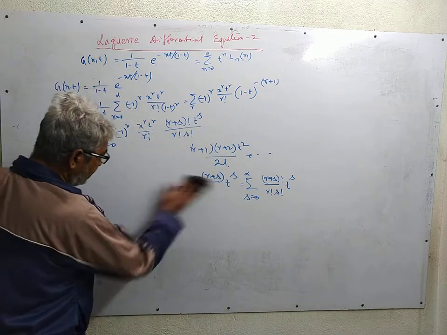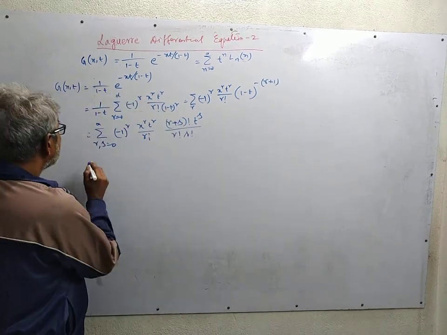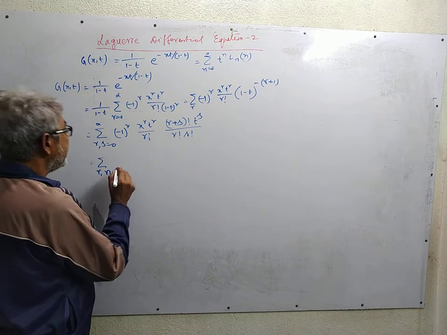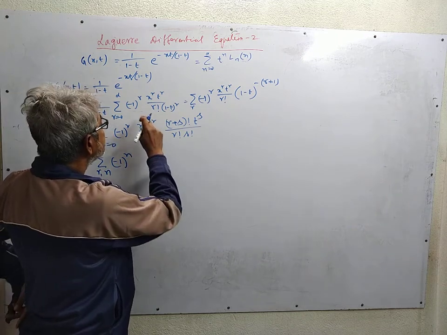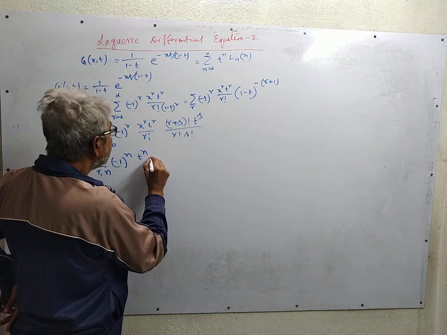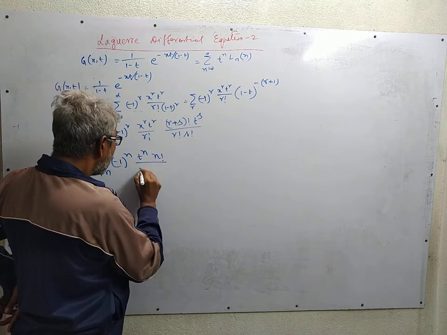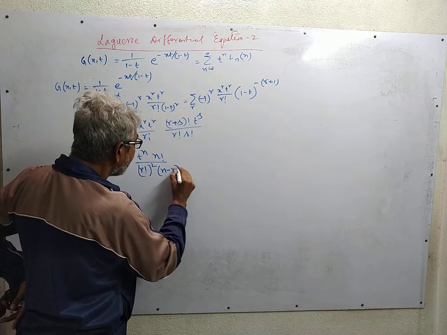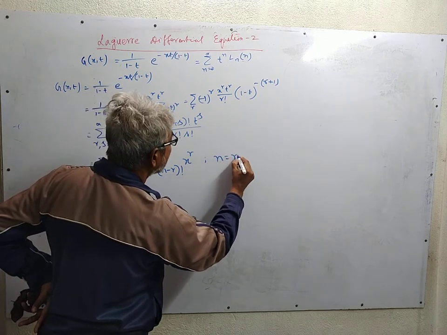Now we introduce a new quantity n equal to r plus s. So there are two sums, one over r and another over n. So this is minus 1 to the power n. This is t to the power r plus s, so t to the power n. This is n factorial, over r factorial square, and s is n minus r factorial, x to the power r, where n is r plus s.